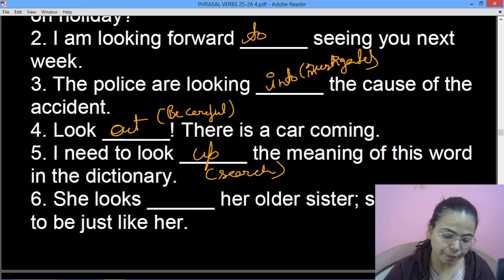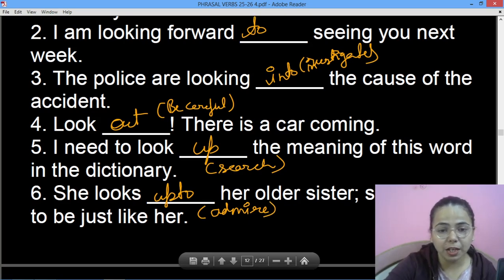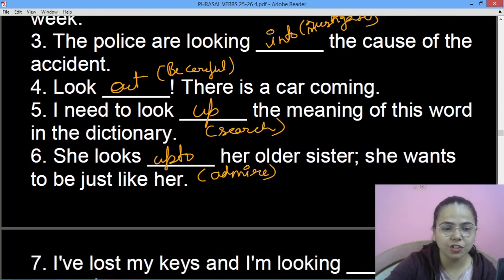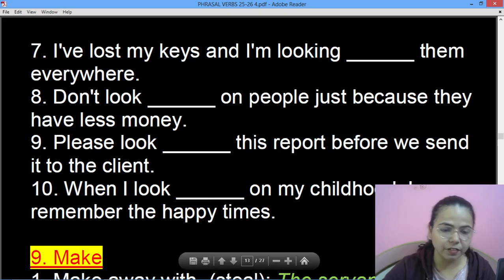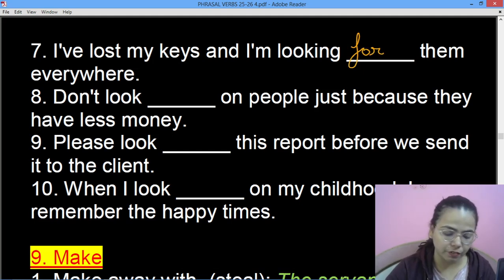She looks up to. Up to means to admire something. When you praise someone a lot, that is looks up to. She looks up to her older sister as she wants to be just like her. Then seventh is look for. I have lost my keys and I am looking for them everywhere. Again it is also search.